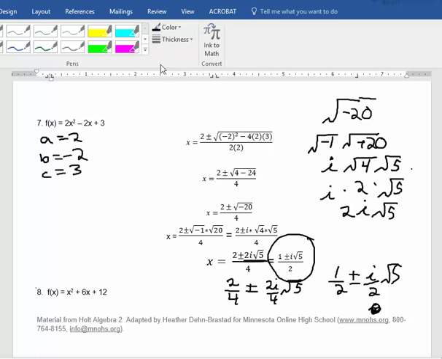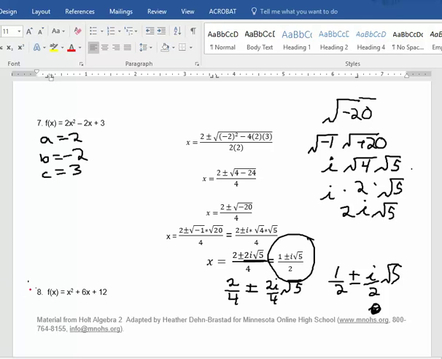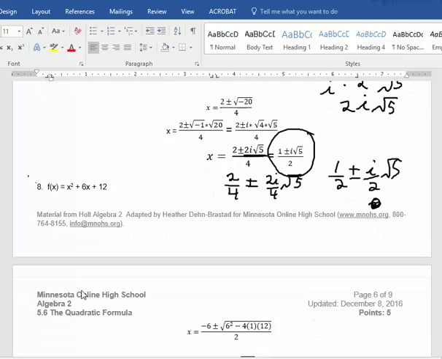Let's see, how do I stop inking? I was just going to hit an enter sign so we could do number 8 all on one page.